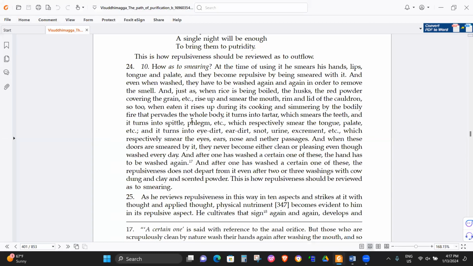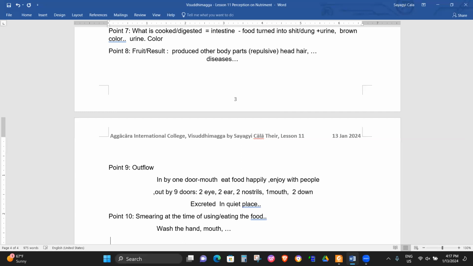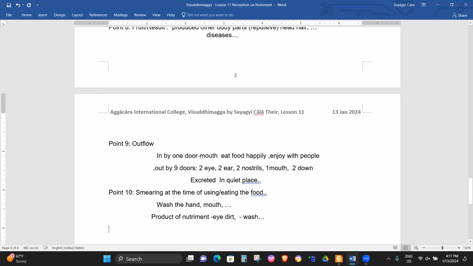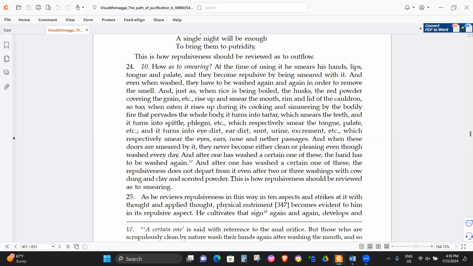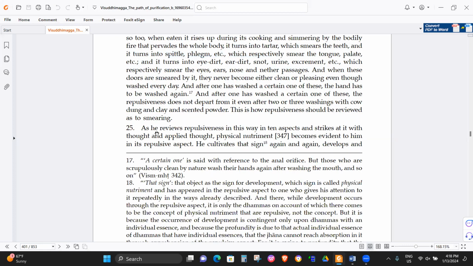And after that, when it turns to the spittle, phlegm, means that any product, even the product of nutriment, like just now, the result of the nutriment, like the eye dirt and so on, you even also have to wash your hand again. So this means that we have to clean the result of the nutriment, or even when we eat the nutriment. So every time we have to do lots of jobs because of it. Non-stop. All right. So then conclusion, okay, 25.